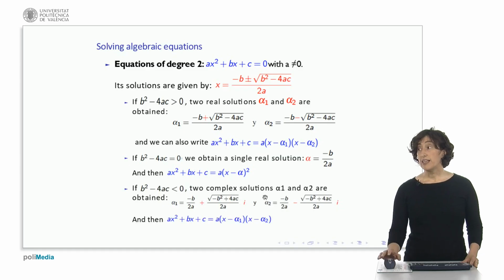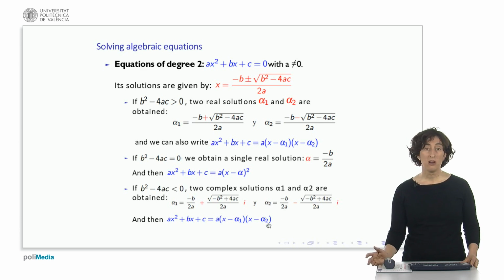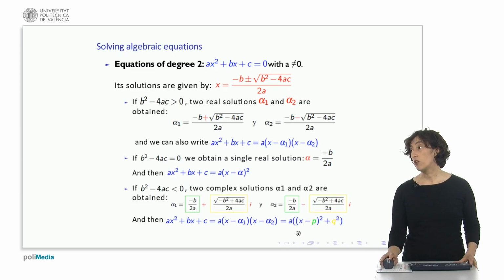That would imply that ax squared plus bx plus c could be described as a times (x minus alpha 1) times (x minus alpha 2), with alpha 1 and alpha 2 complex numbers. Or, if we want to get rid of some of the complex numbers, another way to decompose it is as a times (x minus p) squared plus q squared, where p is the real part of either of the two roots, since it is the same, and q is the imaginary part of either of the roots. It does not matter the sign, as the square will give the same result. This is another way to decompose the polynomial and find the roots of this algebraic equation of degree 2.